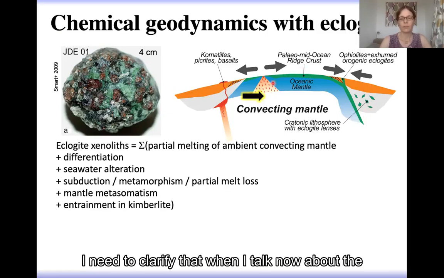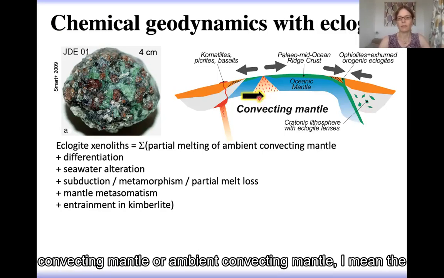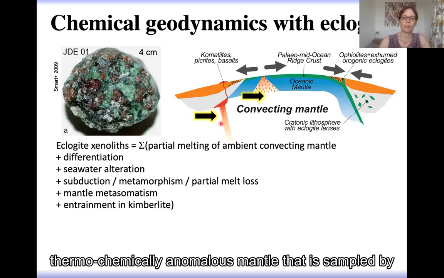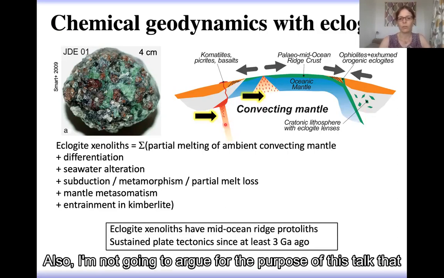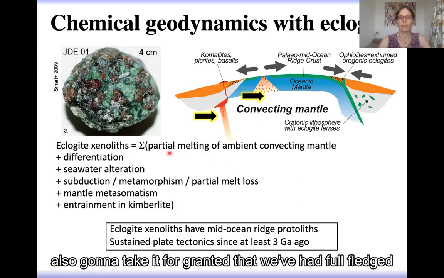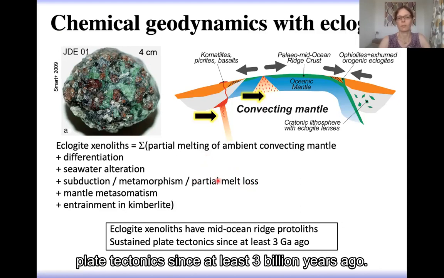I need to clarify that when I talk now about the convecting mantle or ambient convecting mantle, I mean the one underlying spreading ridges, typically. I do not include thermochemically anomalous mantle that is sampled by plumes. Also, I'm not going to argue for the purpose of this talk that eclogite xenoliths actually have mid-ocean ridge protolith, and I'm also going to take it for granted that we've had full-fledged plate tectonics since at least 3 billion years ago.